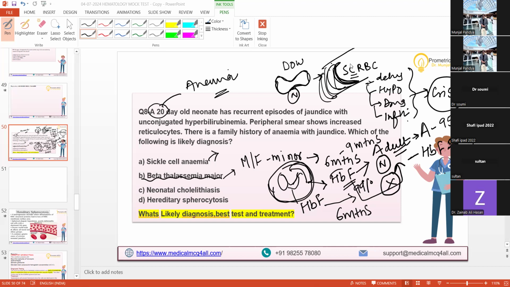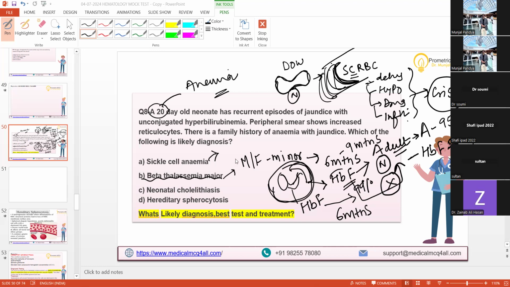Yeah, sorry. So this is the pathophysiology. They may develop anemia and jaundice. But at the age of 20 days, again, it is not in favor of sickle cell, because hemoglobin F is protective. Hemoglobin F is good up to 6 months of age. So they never develop it in the immediate neonatal phase. Sickle cell will not develop, so that is again not in favor.